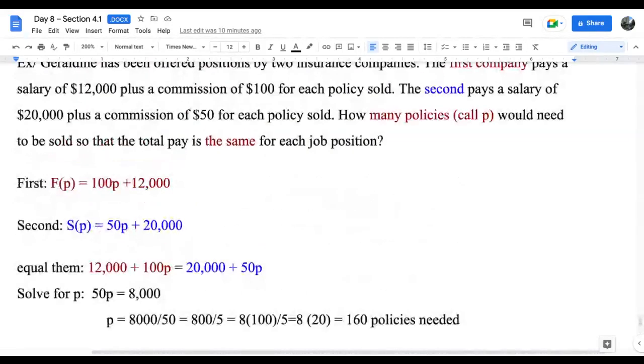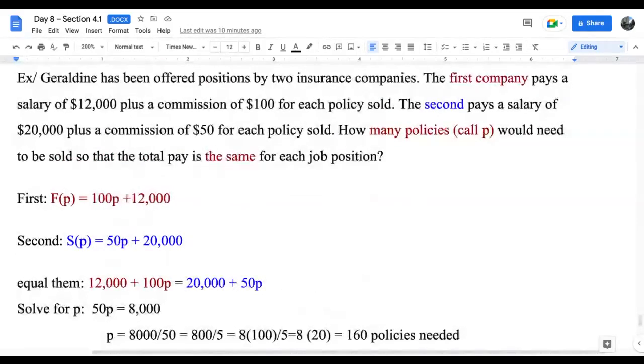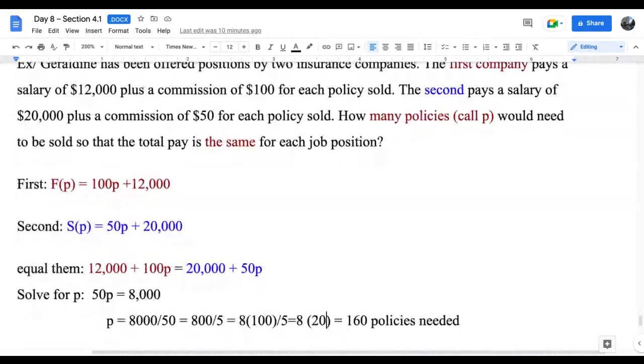So if there are only 160 policies sold, then the 2 companies pay her the same salary. Any questions?